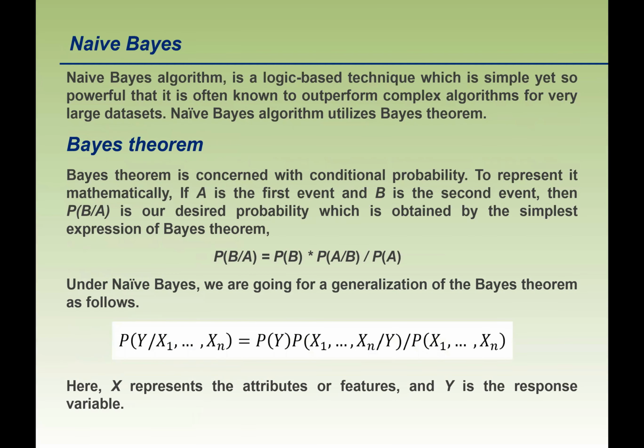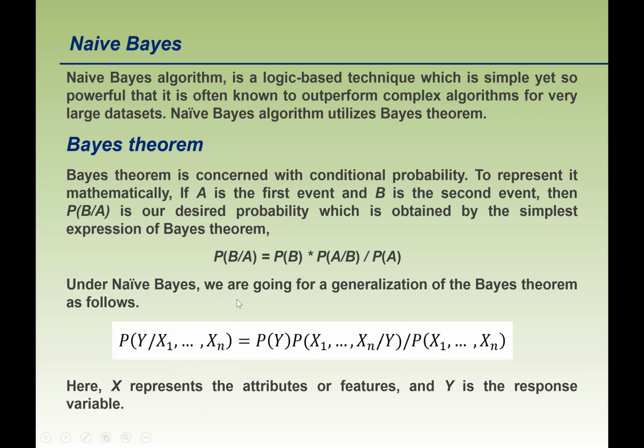Naïve Bayes algorithm is a logic-based technique which is simple yet so powerful that it is often known to outperform complex algorithms for very large datasets. Naïve Bayes algorithm utilizes Bayes theorem, which we have seen already in the previous lectures. So it's about the conditional probability, which is P(B|A) expressed by P(B) times P(A|B) divided by P(A).